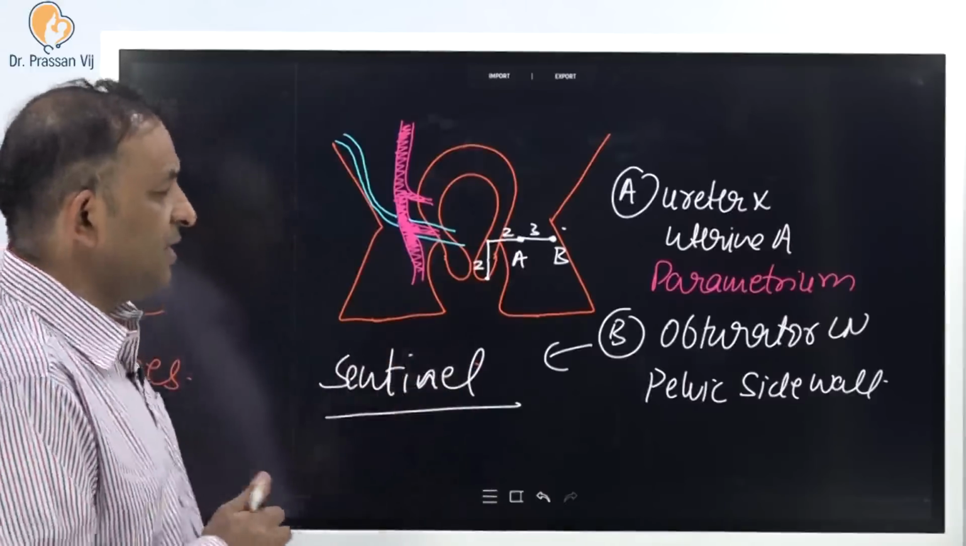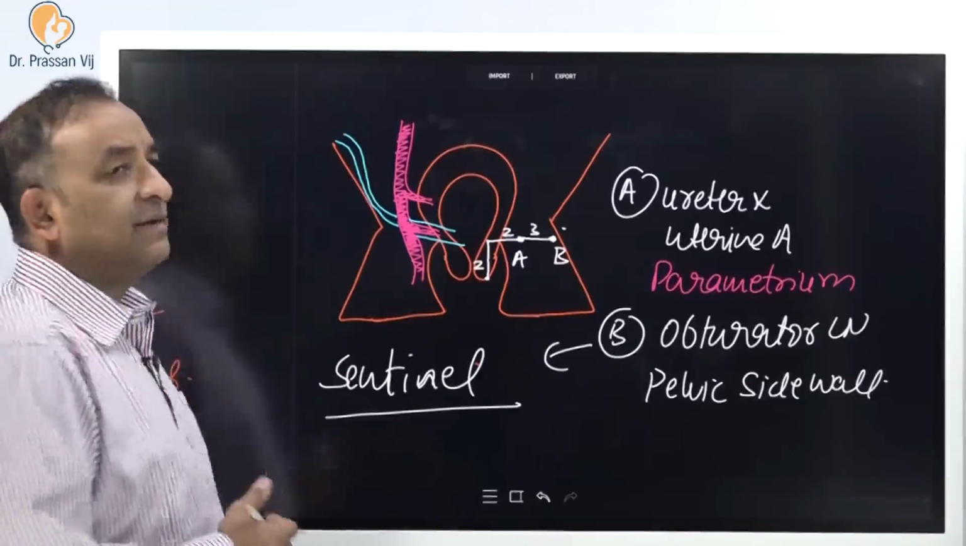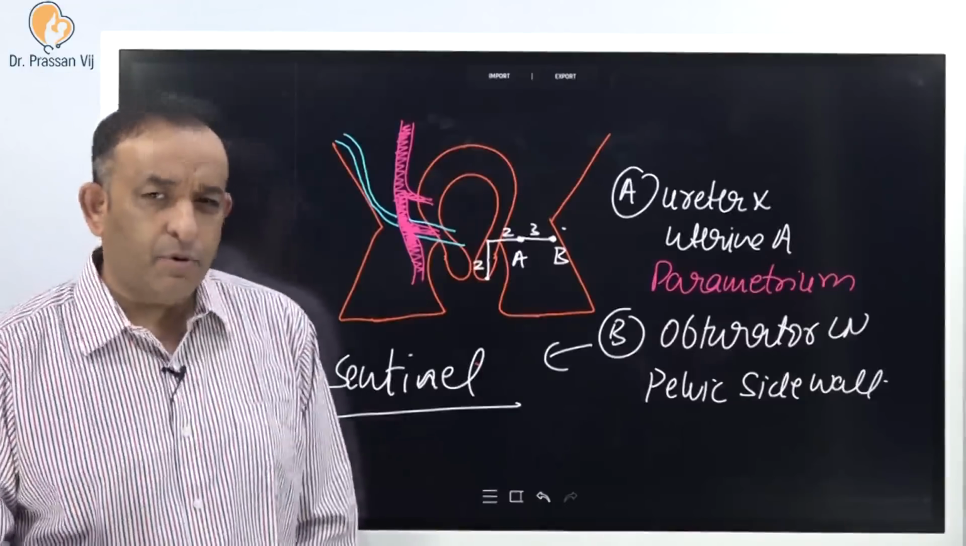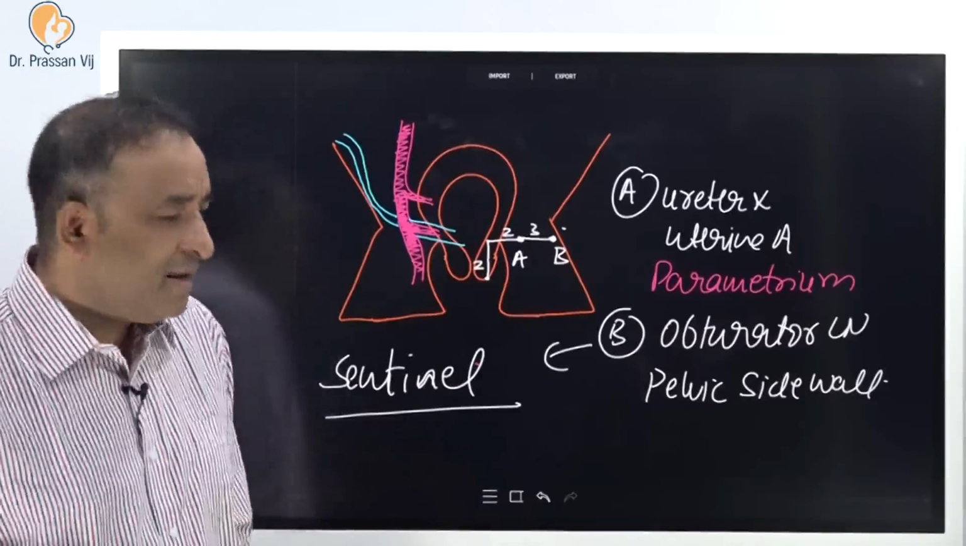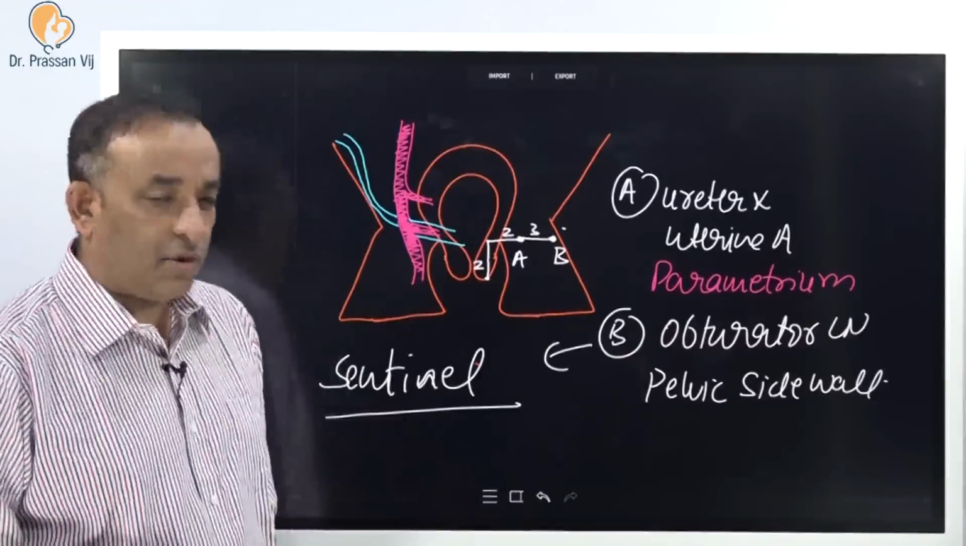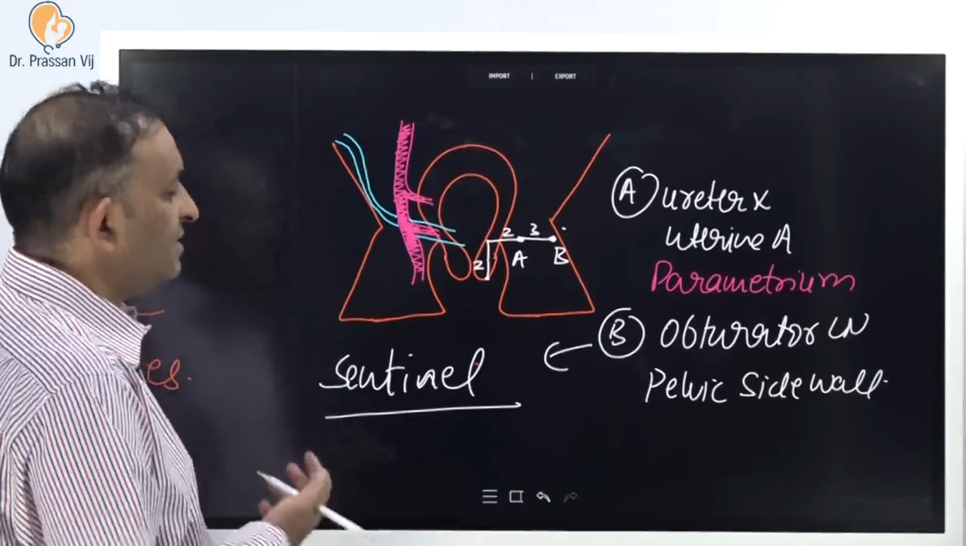So, we can see the involvement of the obturator lymph node by a technetium 99 probe, or we can also use a blue dye and we can find out whether this is involved or not. So, obturator node is the sentinel node.